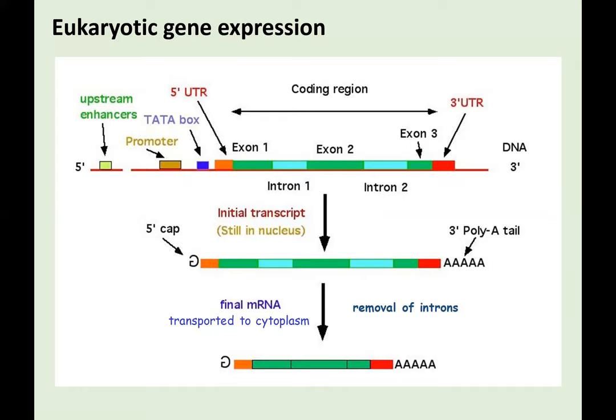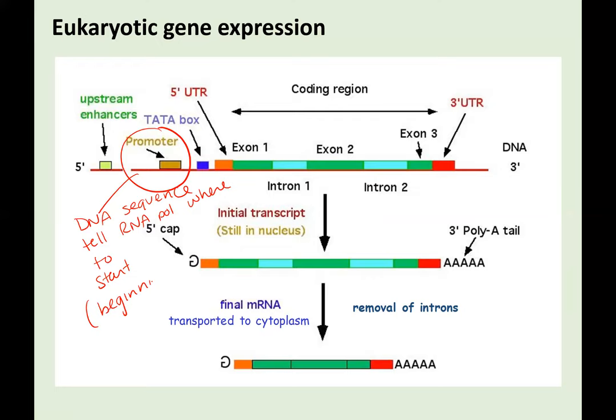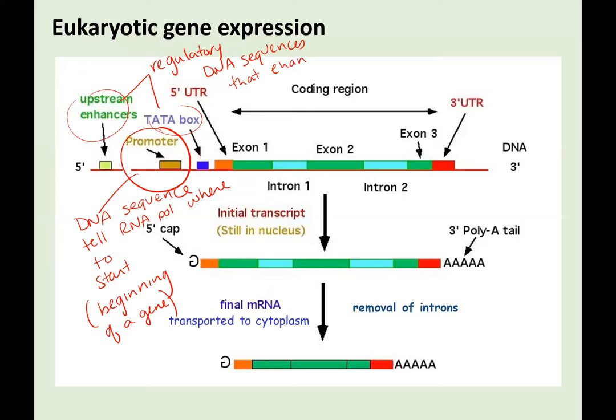Key term, promoter. Okay, remember that a promoter is a DNA sequence. And the promoter tells RNA polymerase, the enzyme that does transcription, where to start. So it's like the beginning of a gene. The promoter itself is not copied, but it's the landing spot for RNA polymerase. And there's things like enhancers and TATA boxes. There's regulatory DNA sequences that help gene expression. We'll just say that enhance. Oh, I'm having a hard time spelling today.